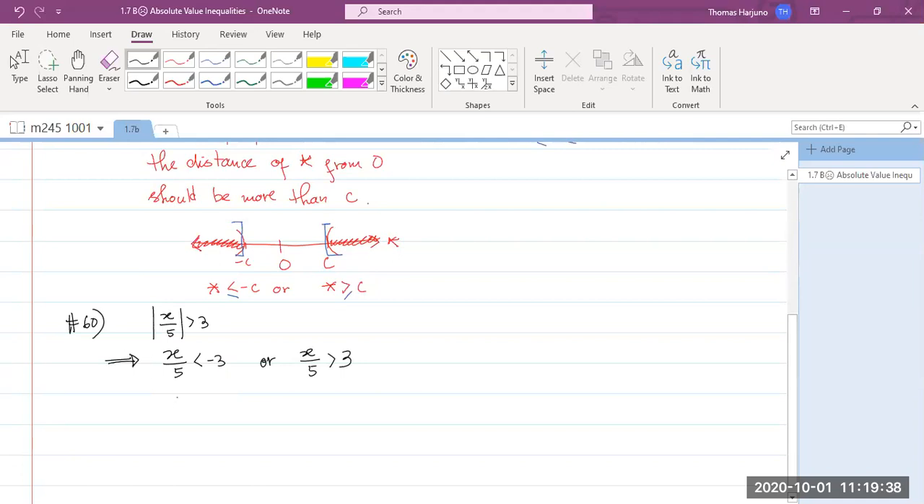Now from here I solve it: multiply by 5, multiply by 5. So in interval notation, the solution will be negative infinity to negative 15, parentheses, union 15 to infinity.